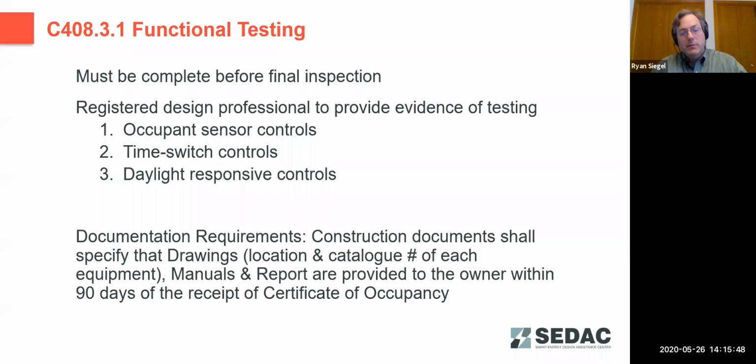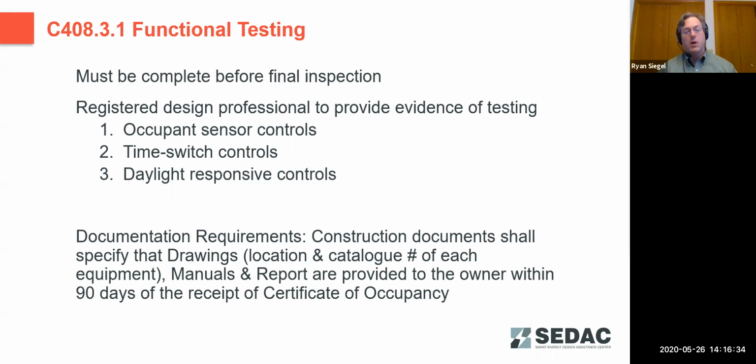So with that, this is done by the registered design professional, who has to provide the evidence of testing. Testing could be done either by a controls contractor, lighting supplier, registered design professional, commissioning agent, or any number of other people. But they are responsible for securing the evidence of that testing. And we have to do it on all our systems: occupant sensing controls, time switch controls, and daylight responsive controls. So again, that third one, if I can avoid having to install them, that's one less thing I have to do commissioning on.